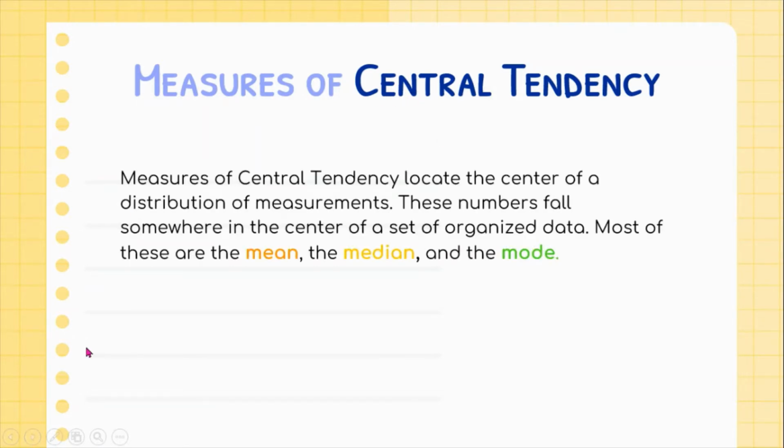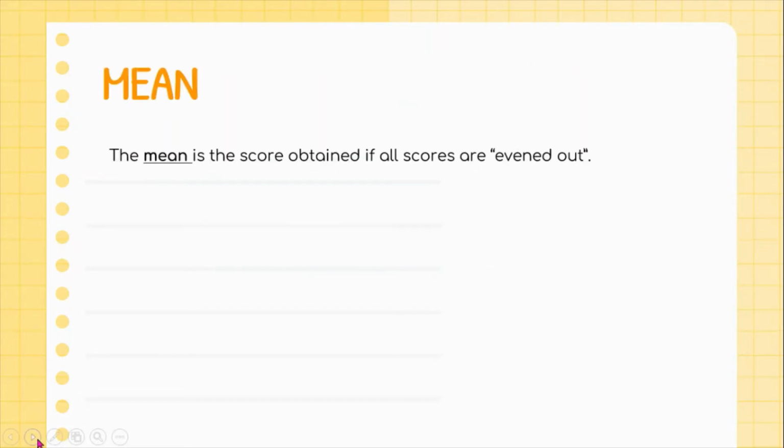So what do we mean by measures of central tendency? Measures of central tendency locate the center of a distribution of measurements. These numbers fall somewhere in the center of a set of organized data. Most of these are the mean, the median, and the mode. So the mean is the score obtained if all scores are evened out, meaning there are no very high or very low scores.